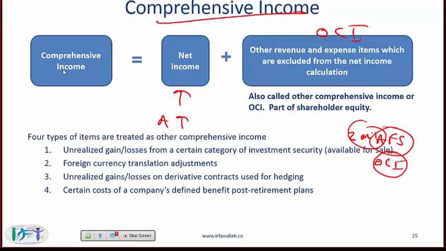If you want to report the comprehensive income of a company, then you take net income plus the other comprehensive income. For now, you need to remember the other 3 items that also show up in OCI. Foreign currency translation adjustments, unrealized gains, losses on derivative contracts used for hedging, and certain costs of a company's defined post-retirement plans.